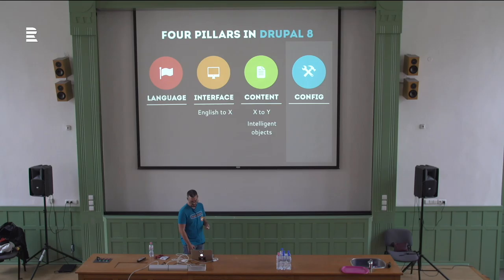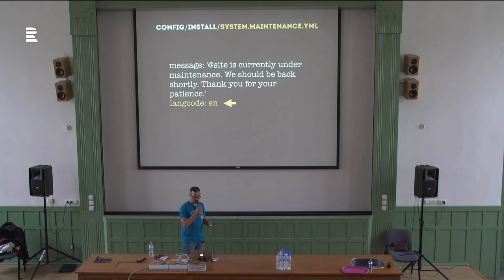And the fourth system, the fourth pillar, is the config translation system. In Drupal 8, there are two different kinds of configuration: configuration objects and configuration entities. Configuration objects is when you have only one instance of your configuration. For example, the system maintenance configuration is an object. And there you define the language of this configuration itself with the langcode attribute.